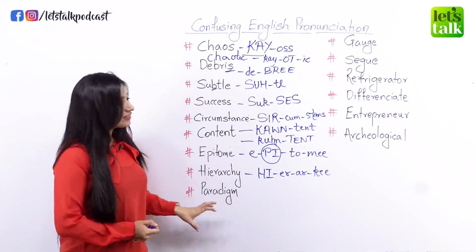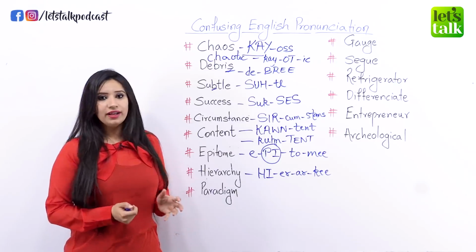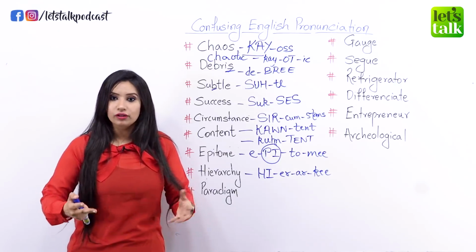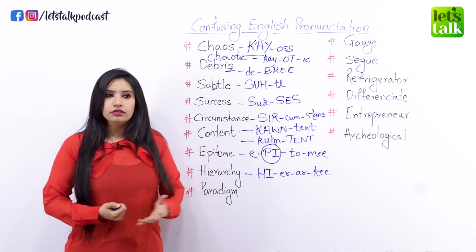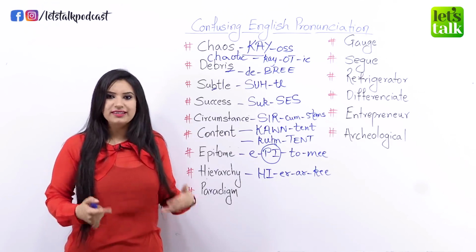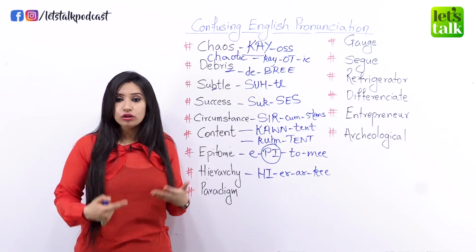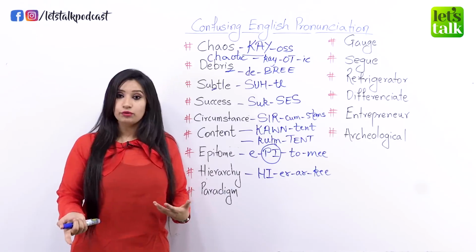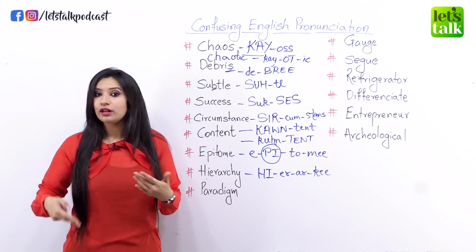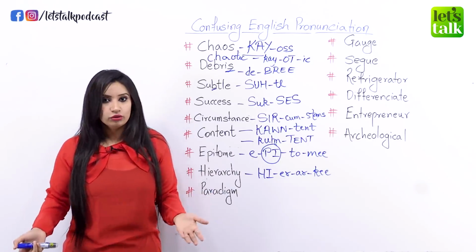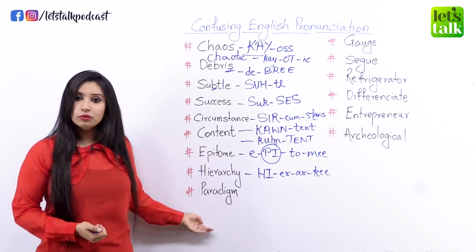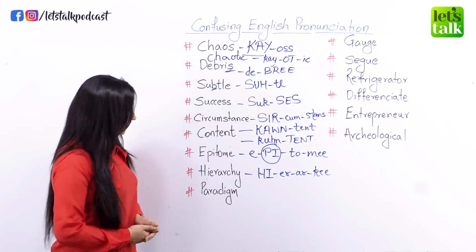Okay, now what does this word mean? So paradigm basically means a model for something. So you could say that Microsoft is the paradigm for future computer softwares, which means it's the correct model for computer softwares in the future, right? So that's how you would use it if you want to use it in a sentence.